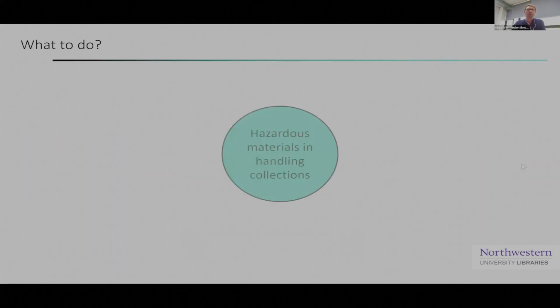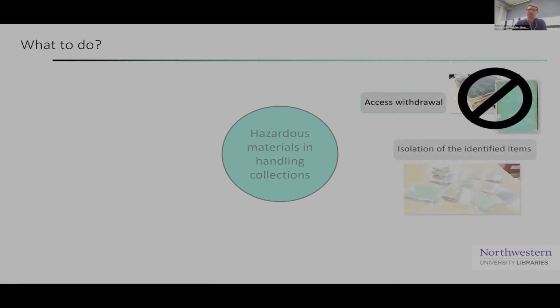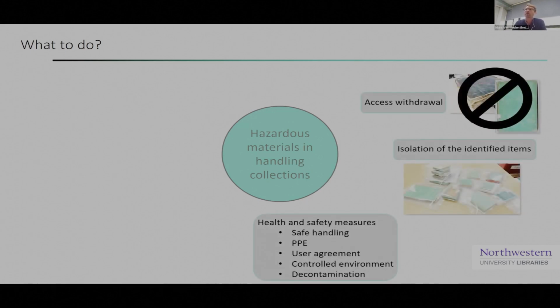And so what to do in that case? I'm pretty sure that Carissa and Suzanne will talk more in depth about that, but I just wanted to talk a little bit about it. First, obviously, when we identified books that contain arsenic and copper, the access was taken away. They took them off of the shelves.